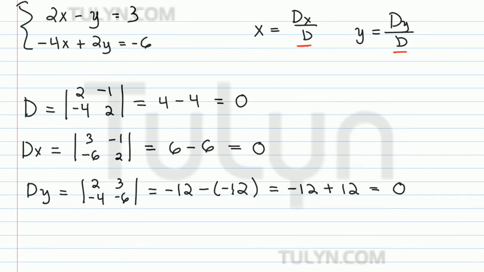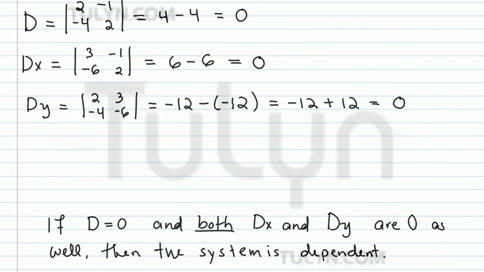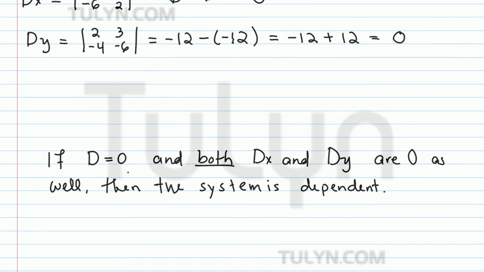So now all three of our 2 by 2 determinants ended up being 0. And actually, as it turns out, if D is equal to 0 and both Dx and Dy are 0 as well, then the system is called dependent. And recall, for a dependent system, there are an infinite number of solutions, so there's no one unique solution.